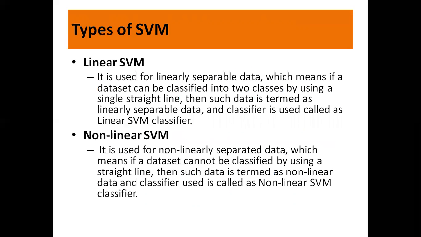Now, there are two types of SVMs. We have linear SVM. It is used for linearly separable data, which means if a data set can be classified into two classes by using a single straight line, then such data is termed as linearly separable data, and we call the classifier a linear SVM classifier. Non-linear SVM is used for non-linearly separable data, which means if the data set cannot be classified by using a straight line, then such data is termed as non-linear data, and the classifier used we call a non-linear SVM.